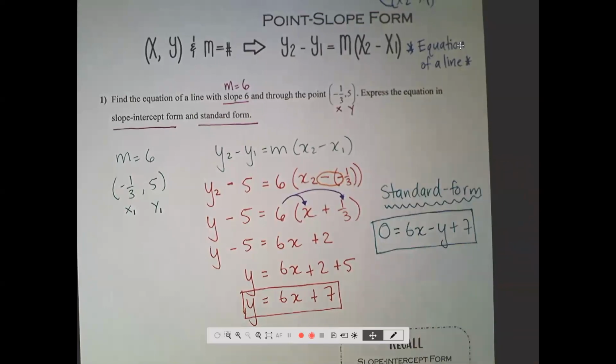And remember, when we were teaching you this, you can write it in either form. Like you can have all these terms on the right or the left. It doesn't matter. And in this case, it was just easier to move everything over to the other side.